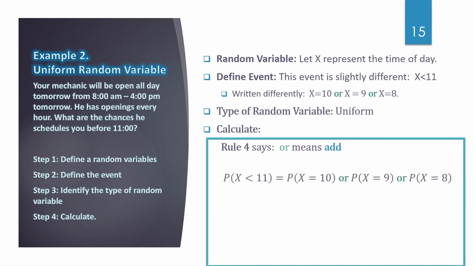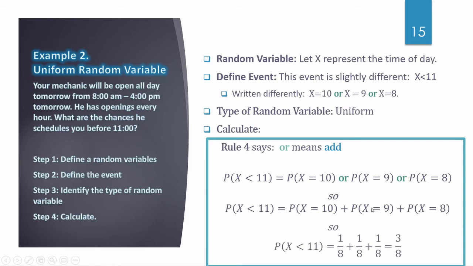Now, that means that I can rewrite my probability statement, P of x is less than 11, as P of x is equal to 10, or P of x is equal to 9, or P of x is equal to 8. Again, this is just saying, what's the probability my appointment is at 10, or my appointment is at 9, or my appointment is at 8. Since or means add, this is the same as saying, give me the probability at 10 plus the probability at 9 plus the probability at 8.